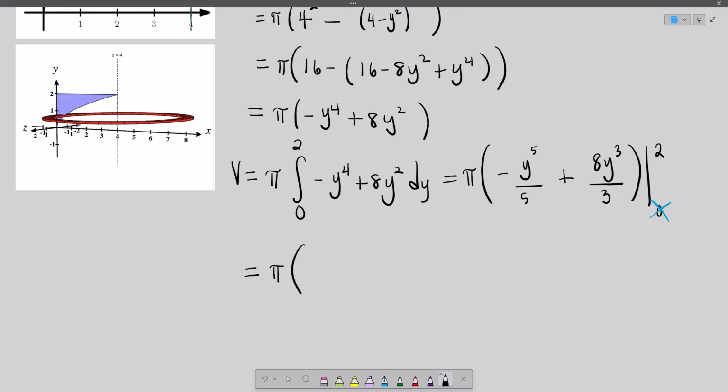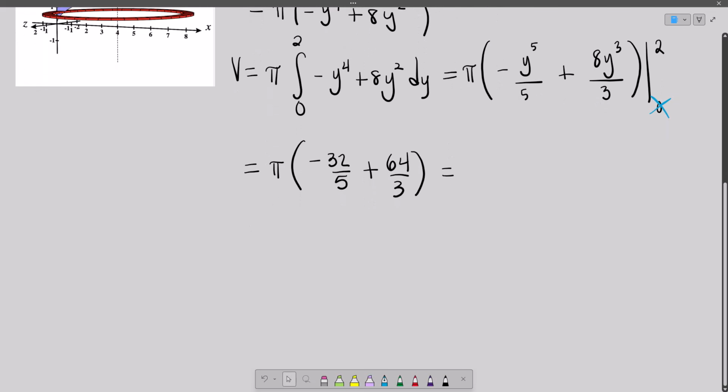Plugging in the 2, we get minus 32 fifths plus 2 cubed is 8, so we're going to get 64 thirds. So we definitely are going to have to get a common denominator. Let's factor out a 32 though. So let's do a 32 pi.